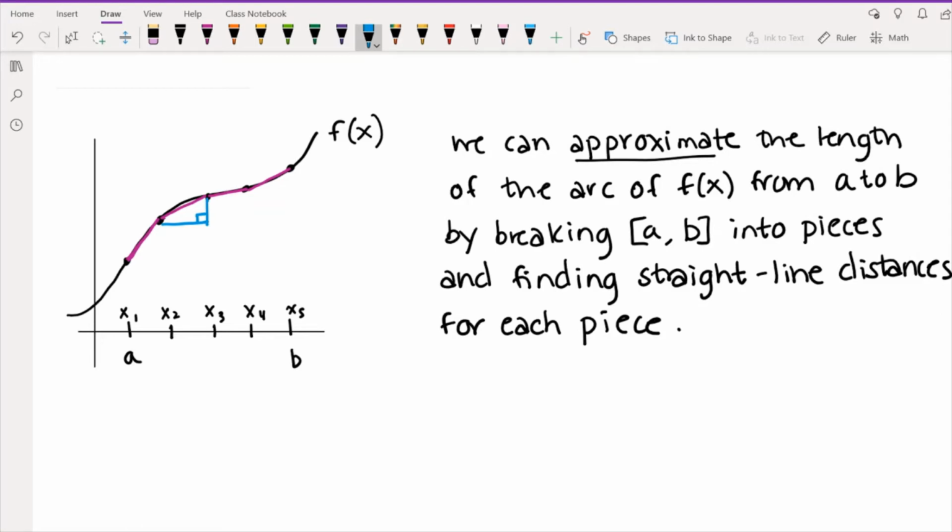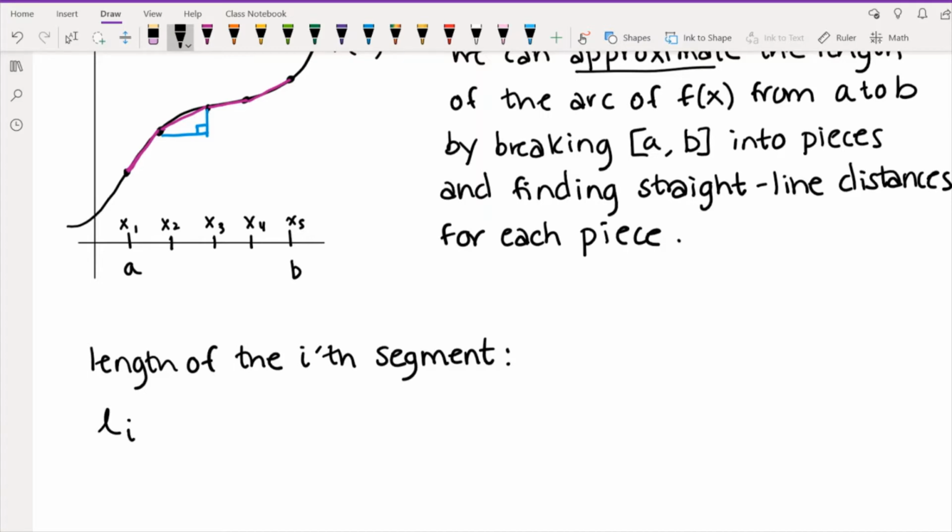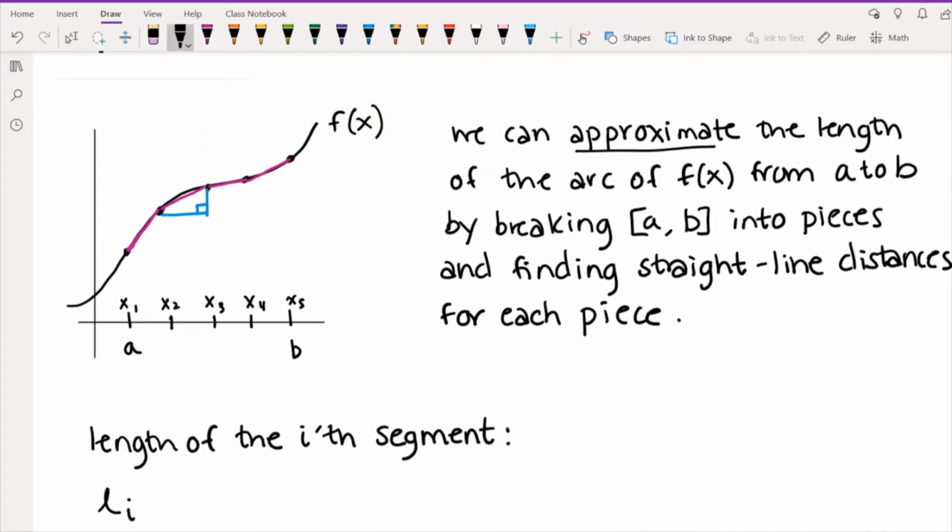But let's just call this the ith segment, because I want to be as general as possible here. So if we wanted to find the length of the ith segment, let's call that L sub i. How would we find that? Well, let's call the distance from x2 to x3, or from x1 to x2, any of these distances, delta x, as we tend to do in these problems. So this distance here we're going to call delta x.